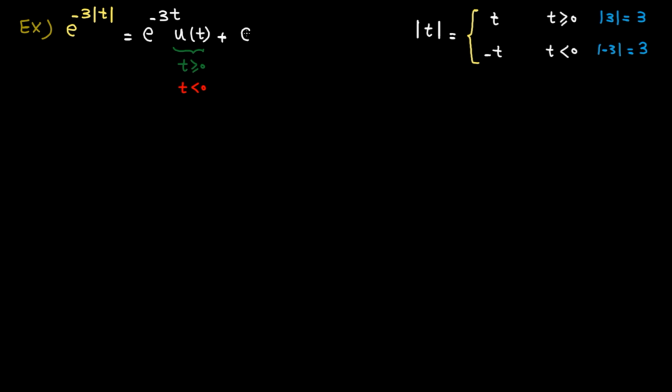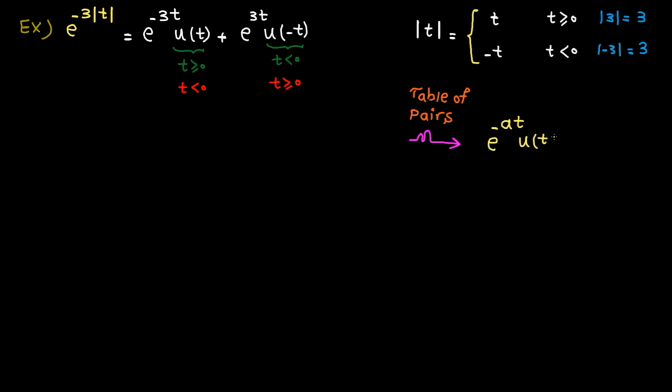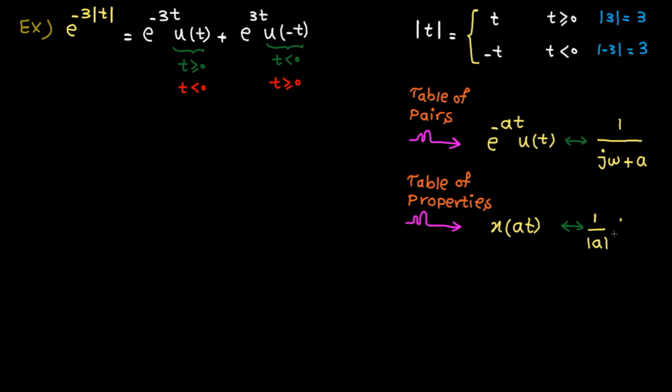When t is negative, absolute value of t is minus t. So we get this. But I'm saying t is negative. So we need u of minus t to make sure this term is just 1 for negative t. Now let's find the Fourier transform. To find the Fourier transform for the first term, we can directly use the pair from the table of pairs. To find the Fourier transform for the second term, we need to use the time scaling property.